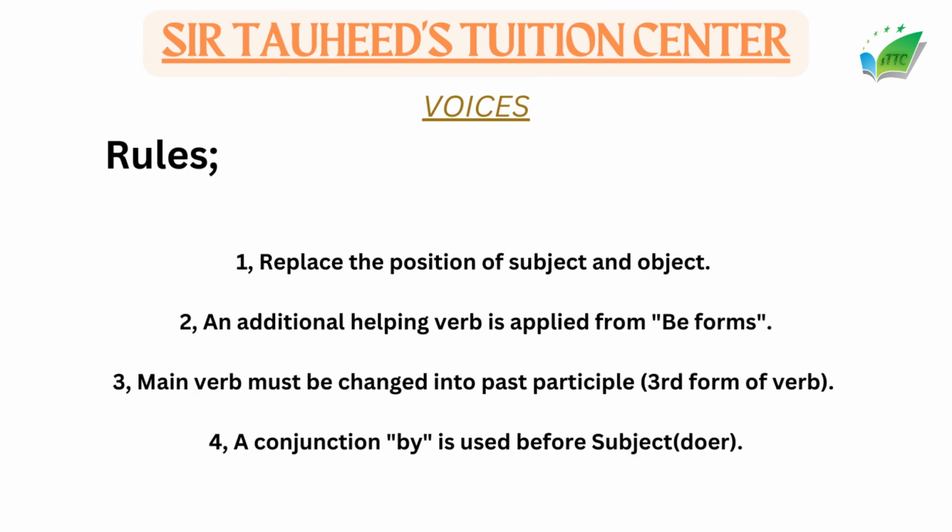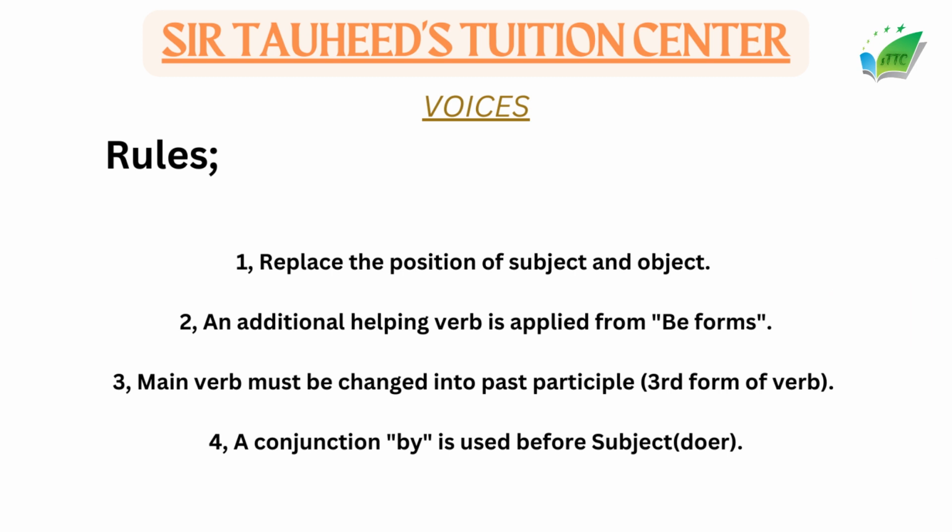Now let's have a look at the rules. There are only 4 rules. Number 1 rule says replace the position of subject and object. It means we will take the subject at the end and bring the object at the first place, in the beginning of the sentence. Number 2 rule says an additional helping verb is applied from be form. Means we have to use an extra helping verb, and this must be from be form. We are going to see it in a while.